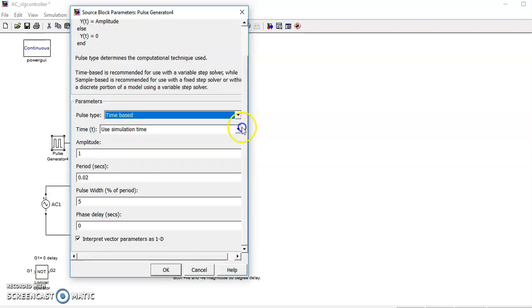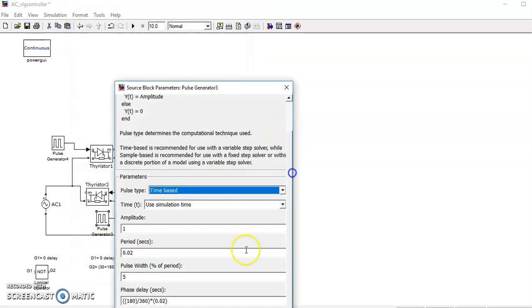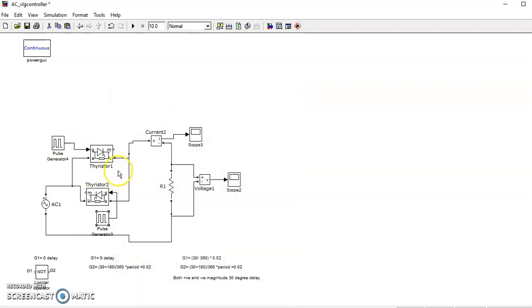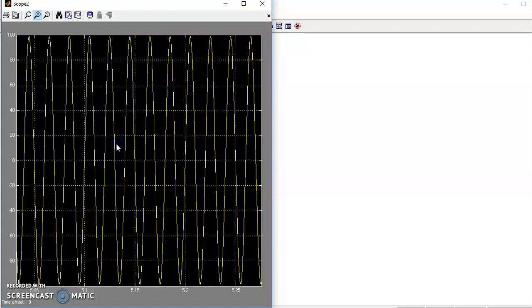Then what is the firing angle? It's 0, here it is 180 degrees. So no firing angles are given. So okay, 0 firing angle. Run the program. I want to see the output across the resistance. So it is a sinusoidal waveform. You have seen that.